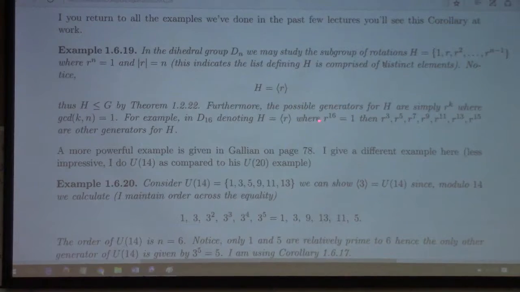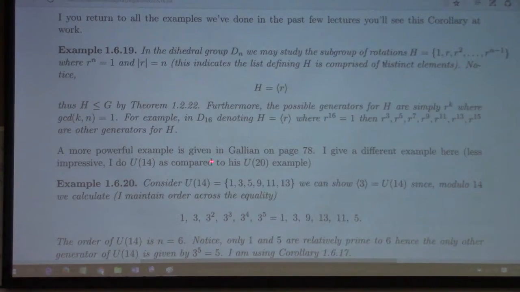Anyway, I digress. So for D16, you've got r cubed, r to the 5th, r to the 7th, r to the 9th, r to the 11th, r to the 13th, r to the 15th. All of these are generators. In some sense, it really is just a question of how you label the rotations, which one serves as the r. Geometrically, you can understand this result as different possible ways of relabeling the rotations. But more on that later.